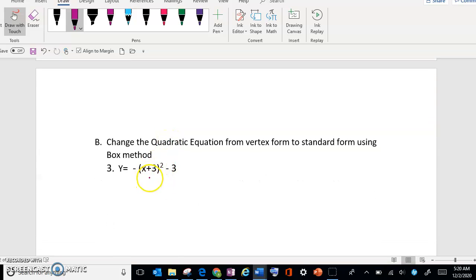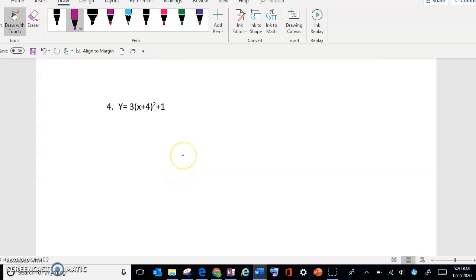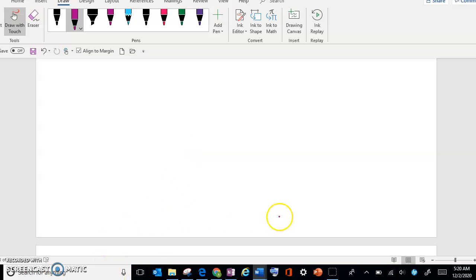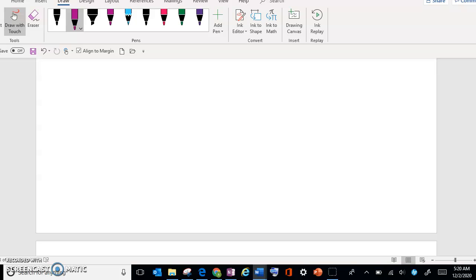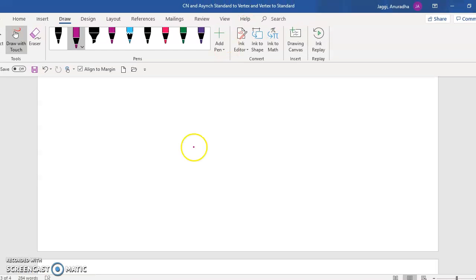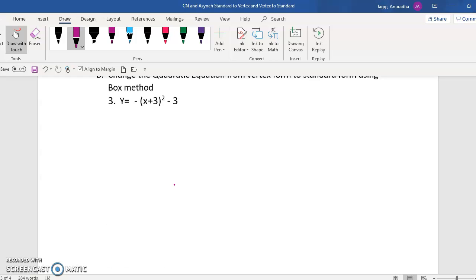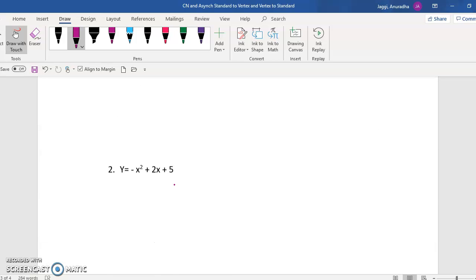Here you're going to use the box method. First you box (x + 3) times (x + 3) the way I did in the example, and after that you distribute the negative over that whole simplified expression, combine the like terms and write your answer. And the same thing you're going to do in this question also. Okay, I wanted to tell you another thing.